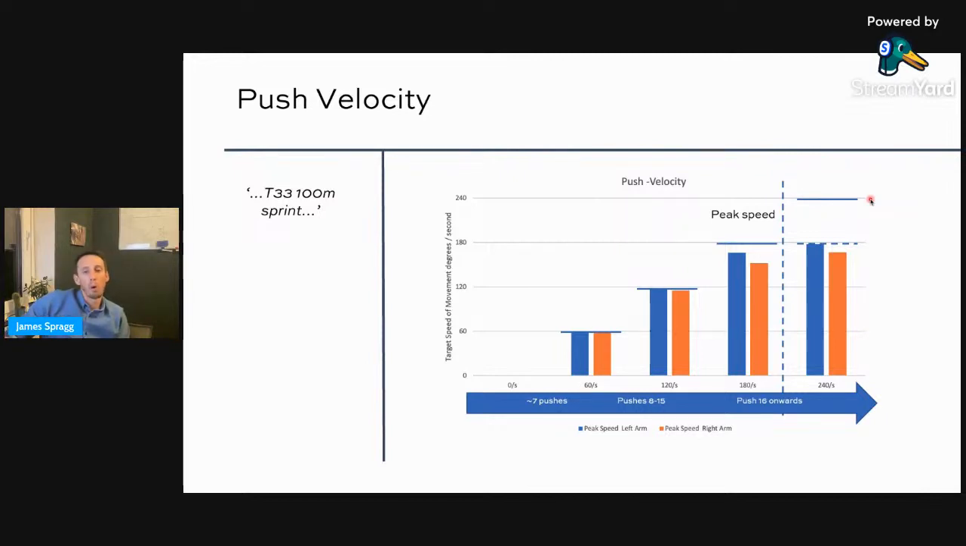However, what we need to do is make you stronger in order to make you more powerful, so that you can produce more force at the same velocity and essentially produce more power, which is going to make you go a little bit faster, especially in the latter stages of this race.